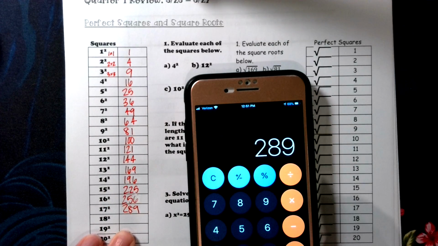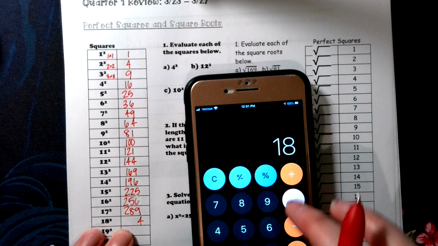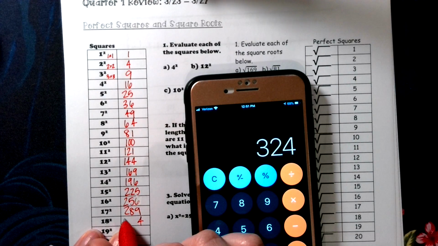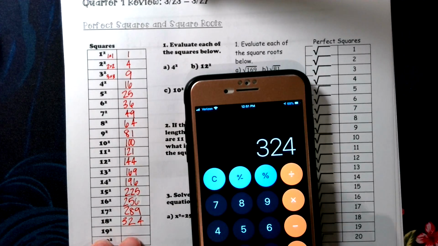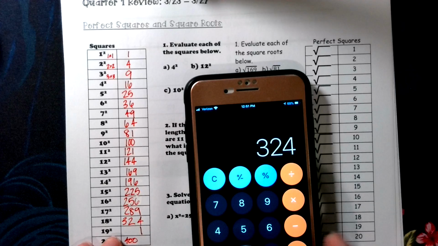18 squared, that needs to end in a 4. I think that's 234. Boom. Oh, 324. There we go. That's what I mean. 19 squared, that needs to end in a 1. I know 20 squared is 400. Is it 361? Yeah.